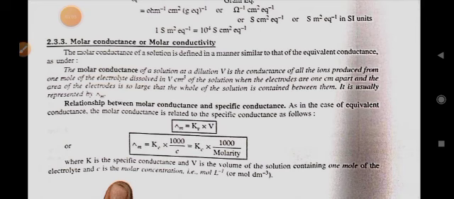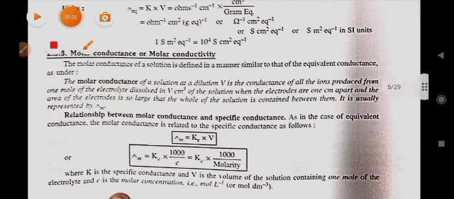Relationship between molar conductance and specific conductance. As in the case of equivalent conductance, the molar conductance is related to the specific conductance as follows. Lambda m is equal to k into V.